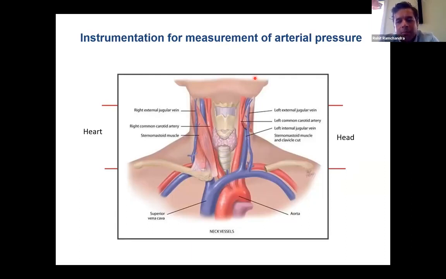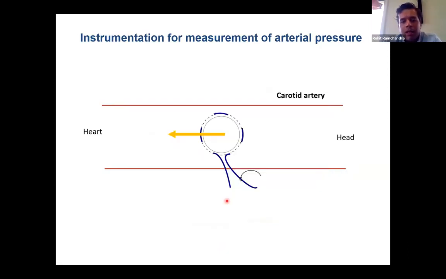But just to give you an example, if you want to measure arterial pressure, you want to be measuring it somewhere in the arterial tree. So usually anywhere from the aortic arch right along the carotid artery, or if you go down, you can measure it somewhere in the femoral artery. And usually those are the two locations that are quite commonly looked at.